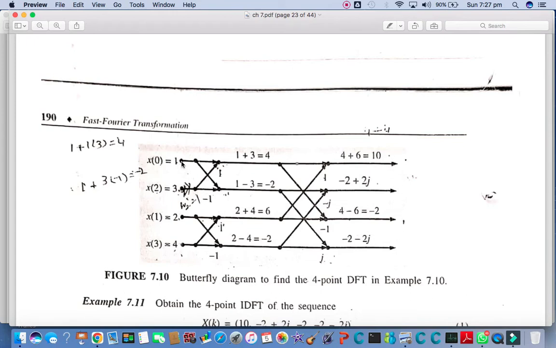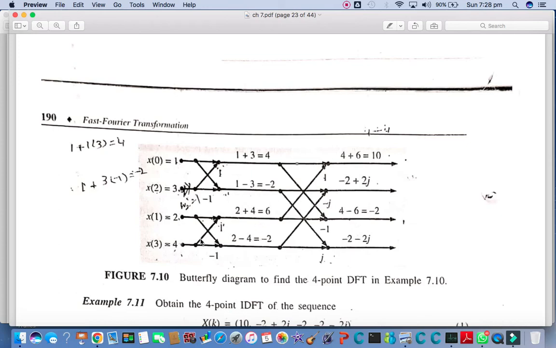So this value moves 1, and the twiddle factor 0 value is 1, which will be multiplied by the bottom value 3, and then it will be added to the 1, and we have 1 plus 3 is equal to 4. Then we have this value moving over here and twiddle factor value 1, and this is coming from here. 6 multiplied by 1 will be added to 4, so 4 plus 6 is equal to 10. So this is the first value.